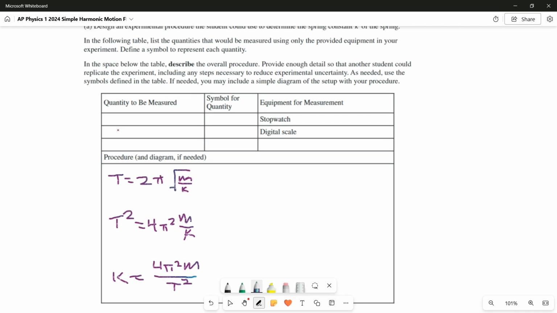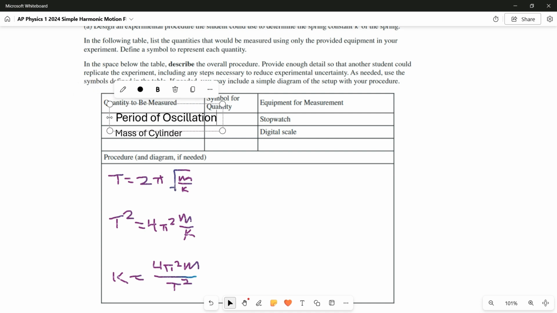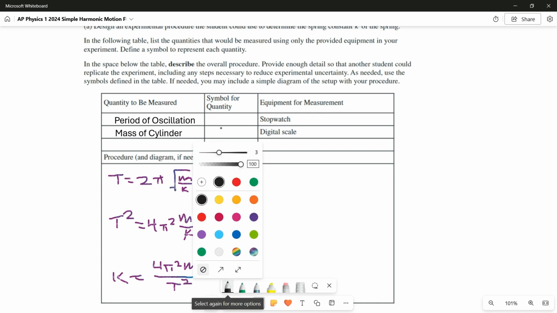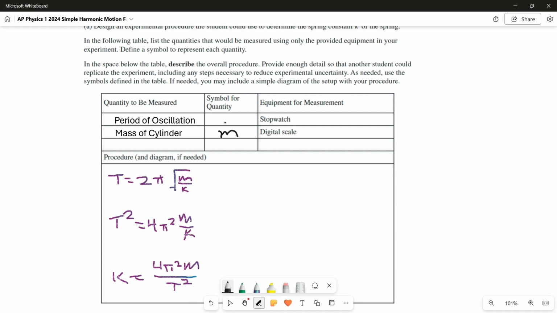So we're going to measure the mass of a cylinder. So let me actually use the text function. Mass of the cylinder. And over here, we're going to measure period of oscillation. And when you have these two quantities, you're basically set for the problem. We just need to simply tell the AP exam reader what the quantities are. So let's use, to be consistent, M and big T for period.